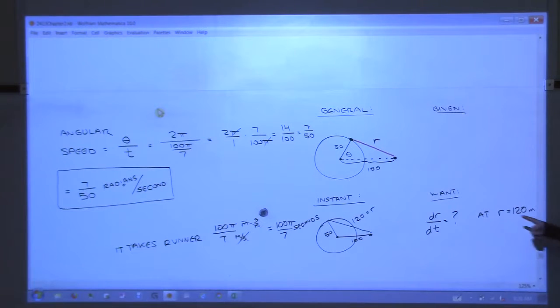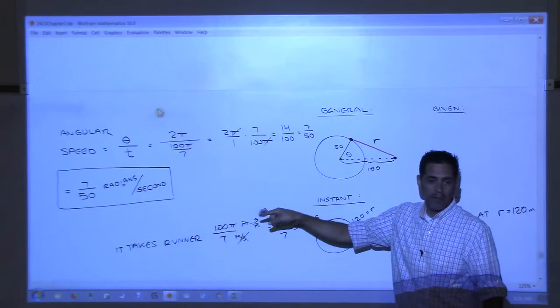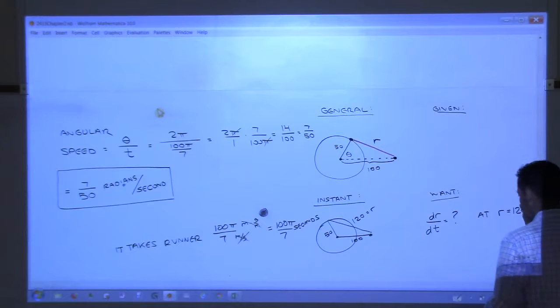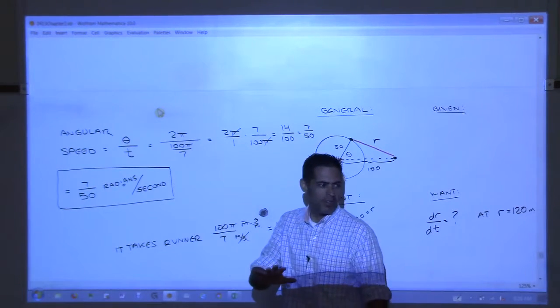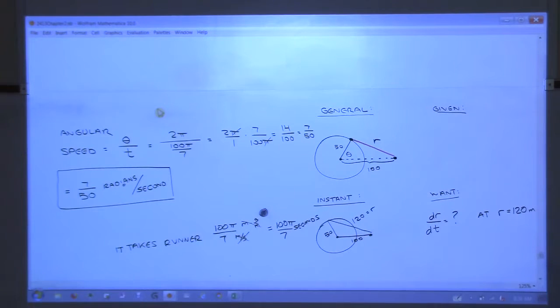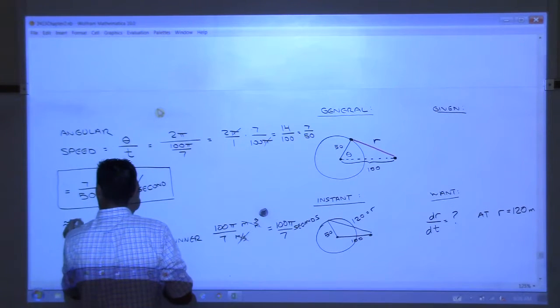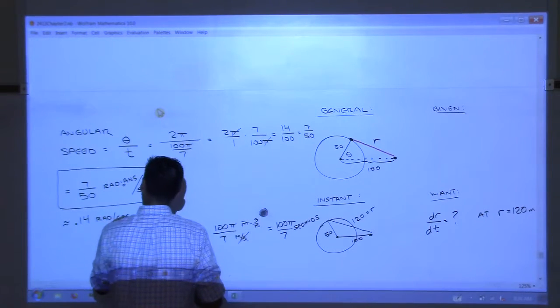That's the rate at which this angle is changing. Every second, it changes by 7 over 50. Someone on their calculator do that. 7 divided by 50? Not all at one time, please. All right. Guess you all had a good spring break. This is approximately 0.14 radians per second. I'm just doing this to try and help you see something.